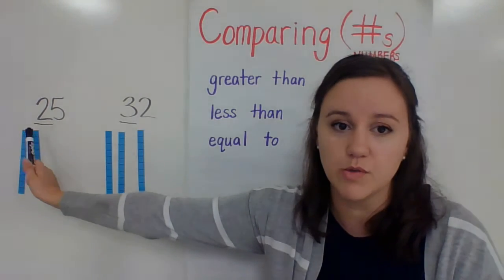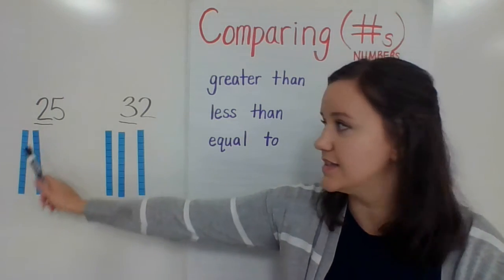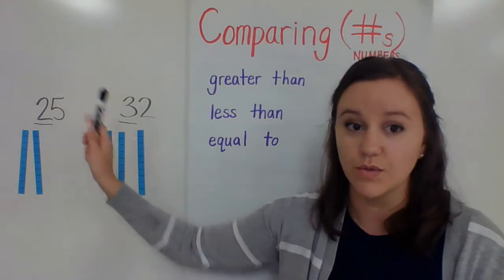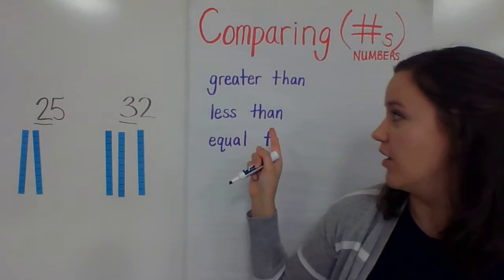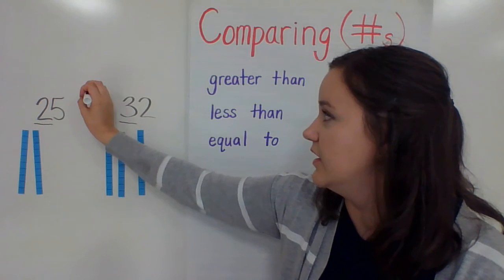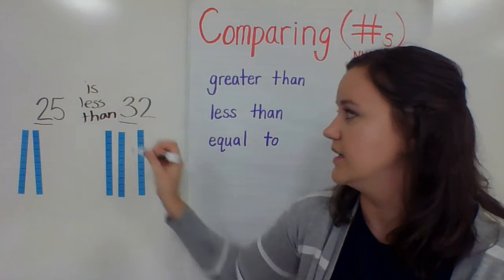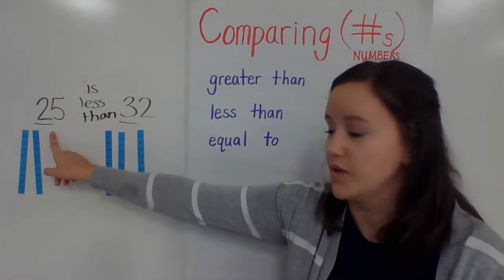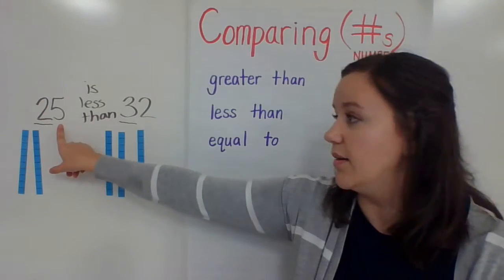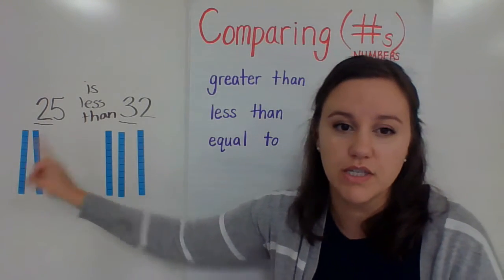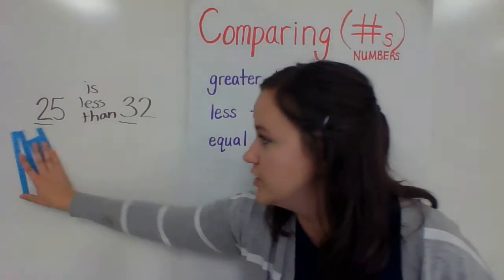But remember, when we compare numbers, we read from left to right. So if this one has more, that means over here, this one has less. That means 25 has less or is less than 32. So if I were to write our vocabulary, I would say 25, and leave enough space, 25 is less than 32. It has fewer tens, and we compare the tens first. We could count out the ones if we wanted to, but if we just look at the tens, we can compare numbers quicker. So 25 is less than 32.